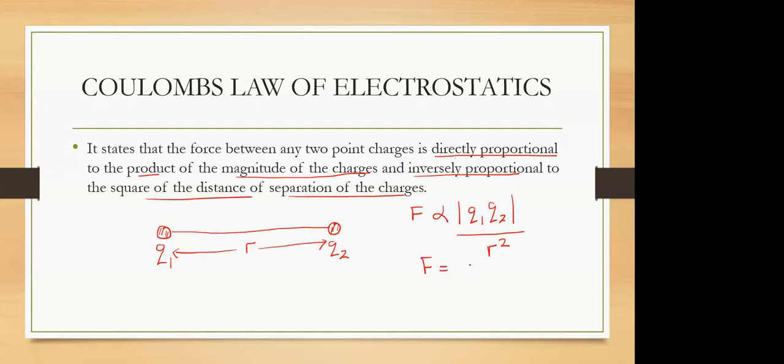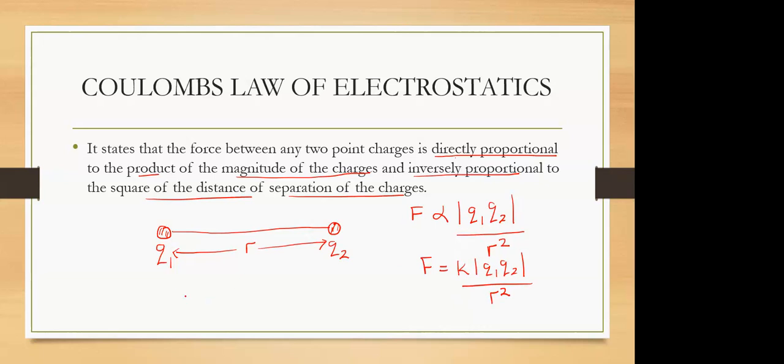So I will say force is equal to a constant, which we can call K, the magnitude Q1, Q2, out of R squared. And this is what we call the Coulomb's law of electrostatics. What do you need to know more? Is that the product of the charges you have is proportional to the force. Whenever the force is big, it means that the product of the charges is also big. And whenever the distance of separation is big, it means that the force is going to be small.